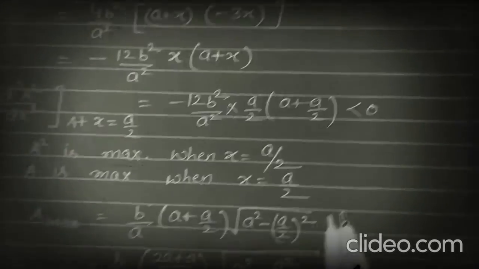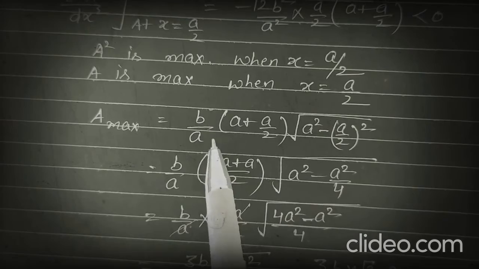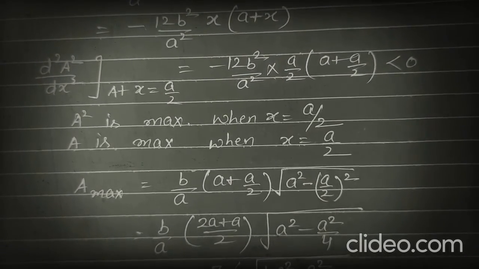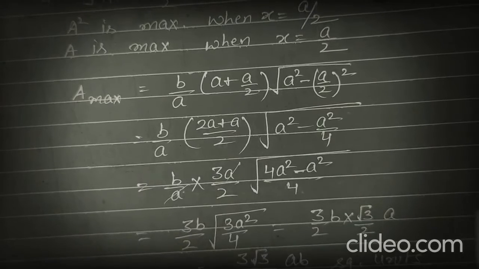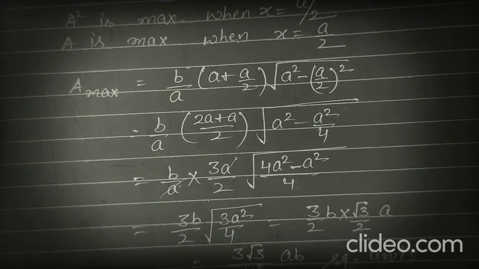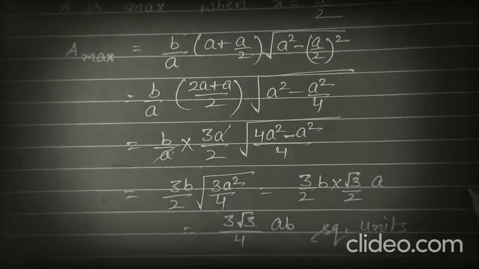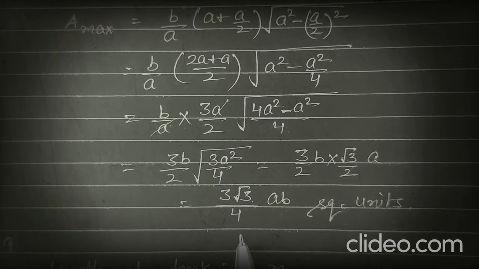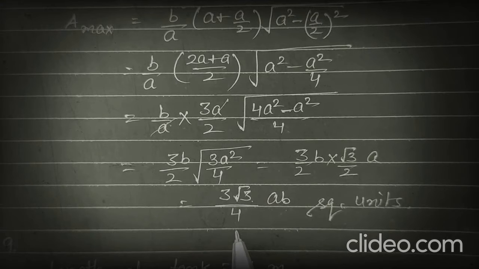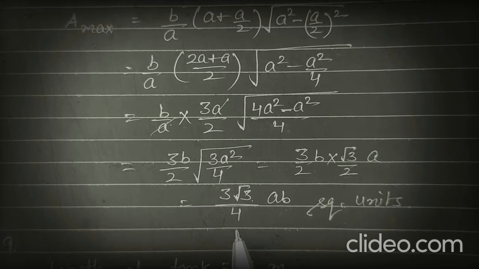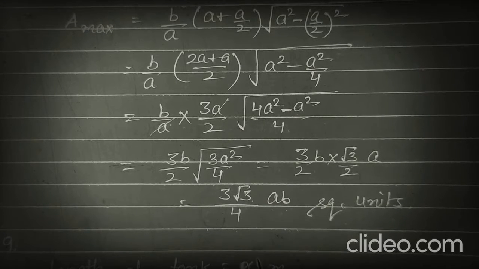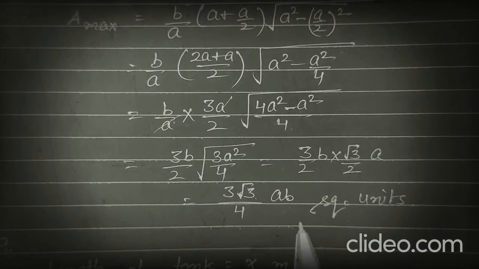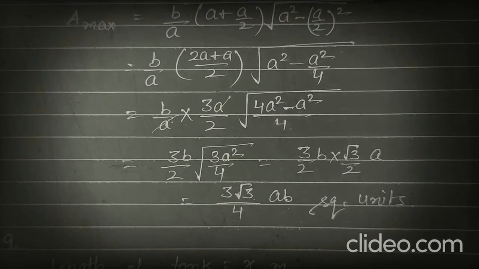So the maximum area is b upon a into (a plus a by 2) into square root of a square minus (a by 2) whole square. After solving this, we will get maximum area is 3 root 3 upon 4 ab square units. This is the answer. This is the maximum area of an isosceles triangle that is inscribed in an ellipse and whose one vertex is at the end of the major axis. So the area is this. Now come to the next question, 9th.